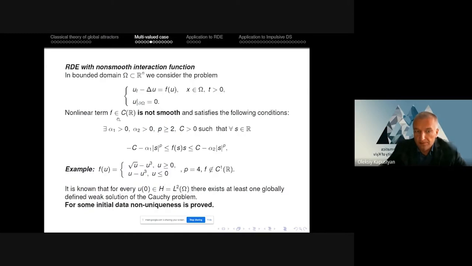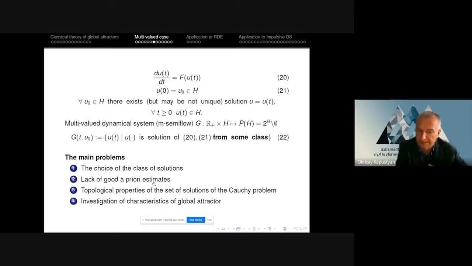So the main problems in this approach are, first of all, the choice of the class of solutions, and the lack of good a priori estimates. The lack of good a priori estimates means that we have some problems if, for example, in this case F has no derivatives, so we have only a small number of estimates. And the third problem is the topological properties of the set of solutions of the Cauchy problem. In fact, in this situation we face the necessity to involve set-valued analysis. Because this is a set-valued map, multi-valued or set-valued, this is the same, we need set-valued analysis for the analysis of our problem.